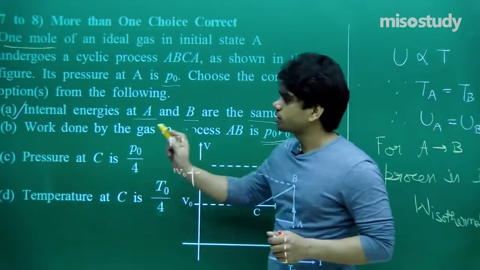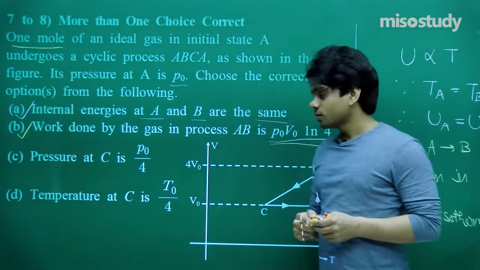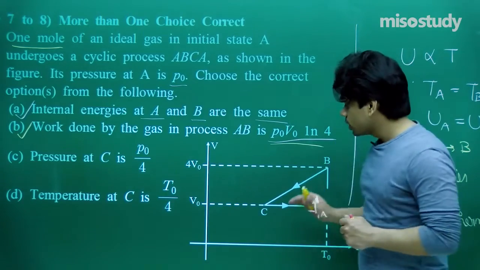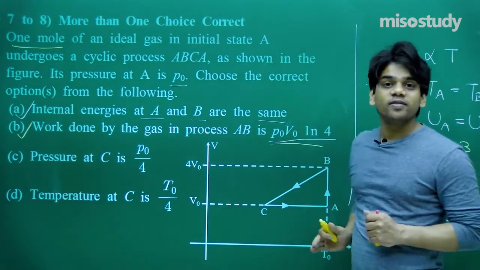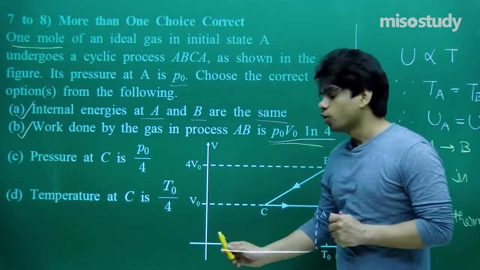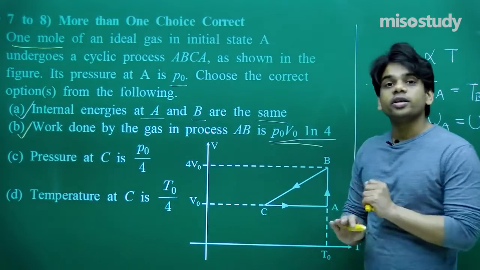Yes, this option is also correct. Pressure at C is P0 by 4. Now, pressure at C, it is asking what it is. First of all, from this curve in the question, it's not given that this straight line B to C is going and touching the origin. It's not mentioned. So pressure at C we cannot evaluate.